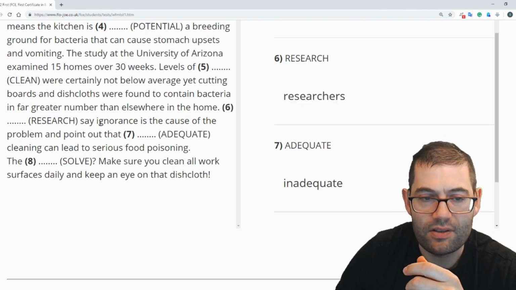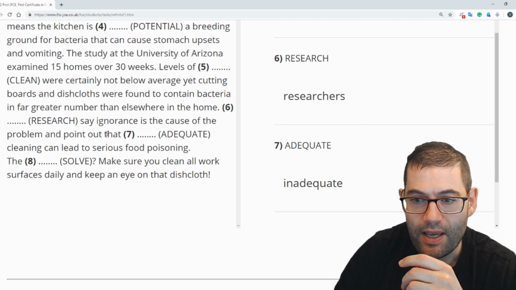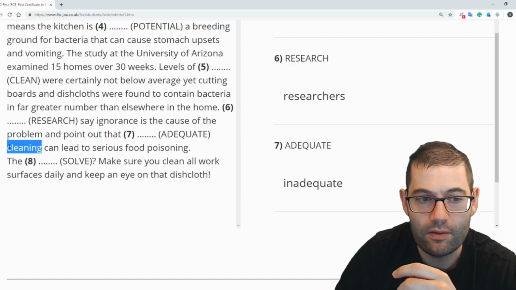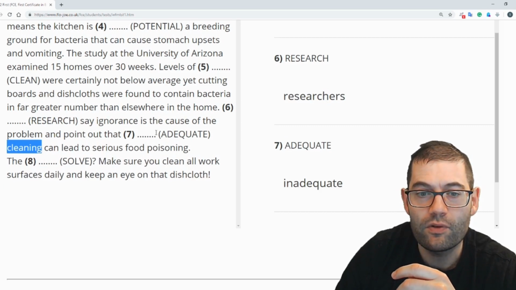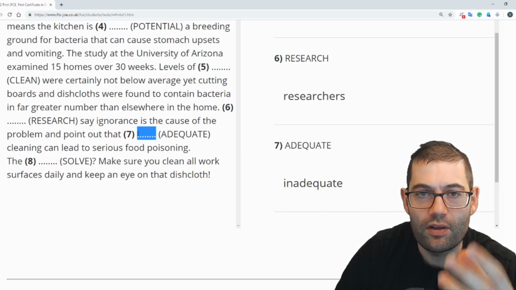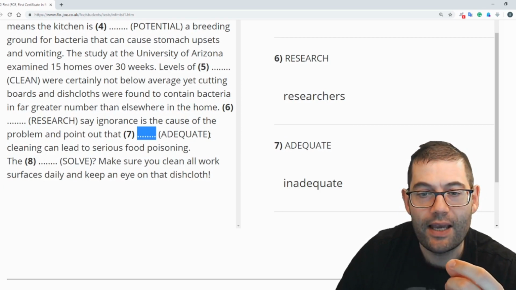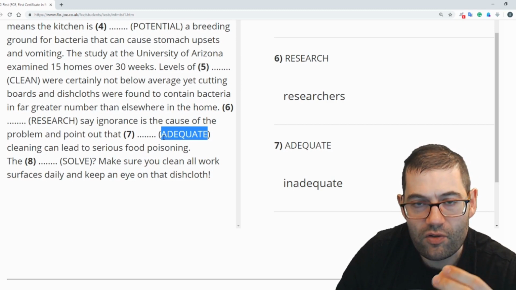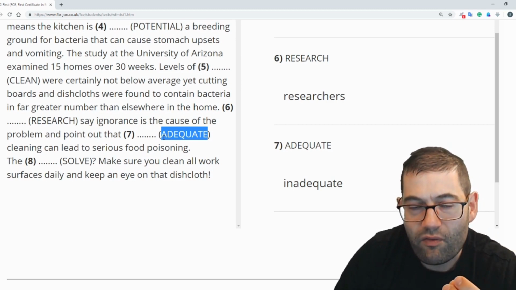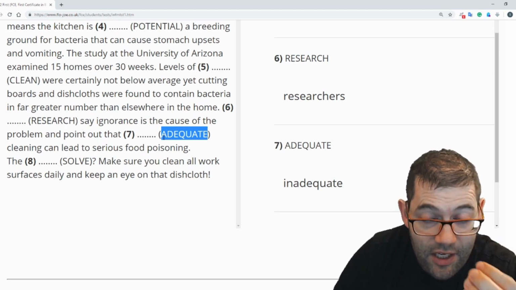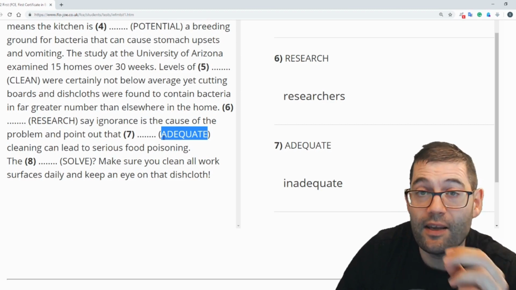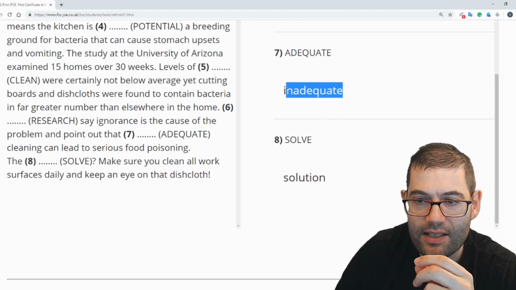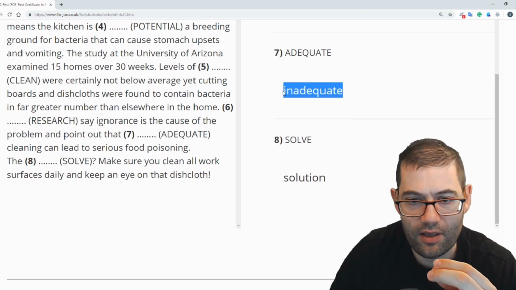So researchers say ignorance is the cause of the problem and point out that something cleaning. So once again, we've got our noun here. Before nouns, we need an adjective to modify that noun. Adequate is an adjective, but of course, just like we need for the first two questions, we need a negative prefix because the context determines that we do, because it's saying that cleaning which isn't good enough. In other words, this is inadequate cleaning. So that's our negative prefix adjective.